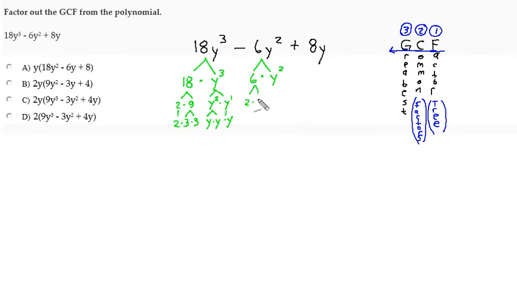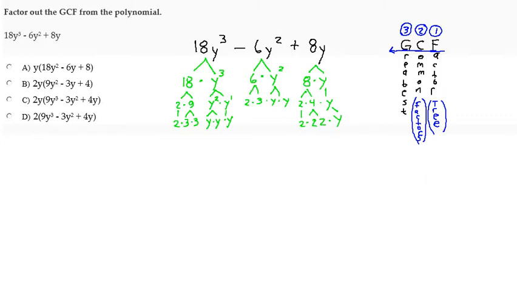We are multiplying 2 times 3, to make the 6. The y squared becomes a y times y. Move on to the last term, 8 times y. The 8 is a composite number that breaks into 2 times 4 times y. The 2 is prime, but the 4 is composite. It breaks up into an additional 2 times 2. And there we have it, all the factor trees are complete.